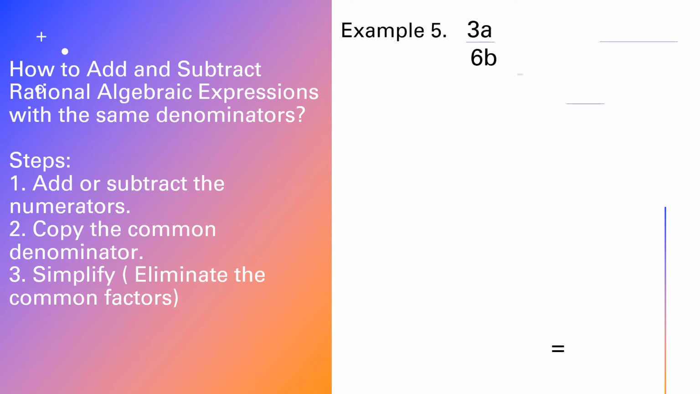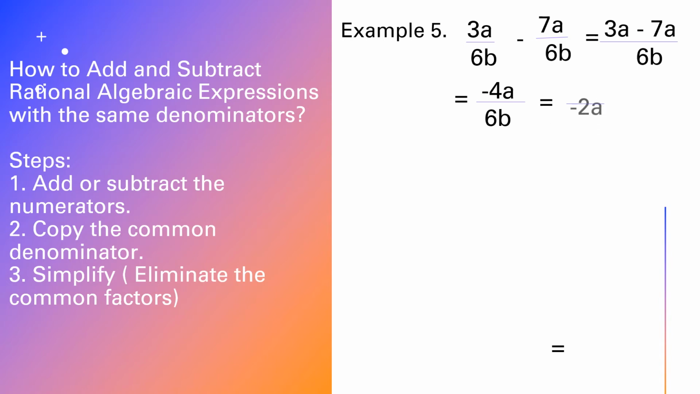Let's have 3a divided by 6b minus 7a divided by 6b. Now, simply subtract the numerators, that is 3a minus 7a, and copy the denominator 6b. 3a minus 7a, that is negative 4a, divided by 6b. And then we can reduce this to lowest terms, 4 and 6 by 2. 4 divided by 2 is 2.